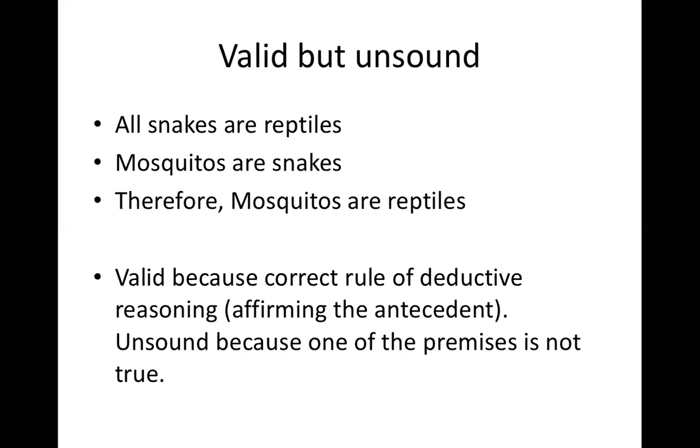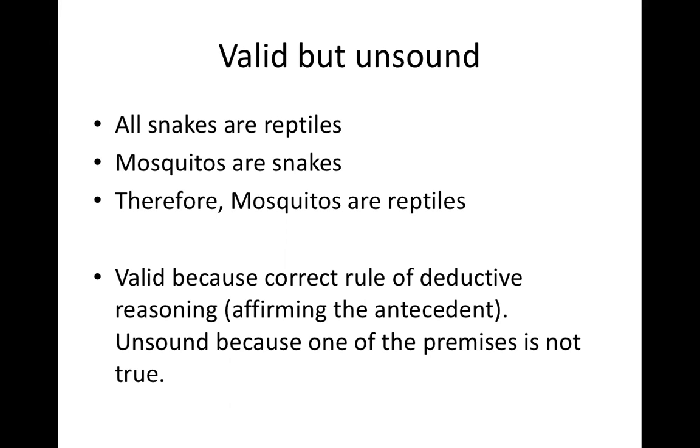Then we have valid but unsound. All snakes are reptiles, that's true. Mosquitoes are snakes, that's false. Therefore, mosquitoes are reptiles, that's false. So, first of all, what kind of argument is this? Mosquitoes are snakes. That affirms the antecedent. So it is a modus ponens.